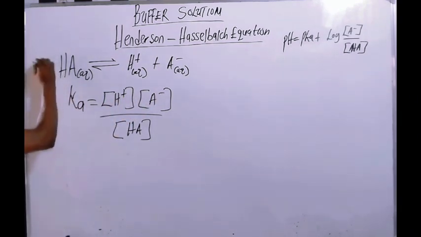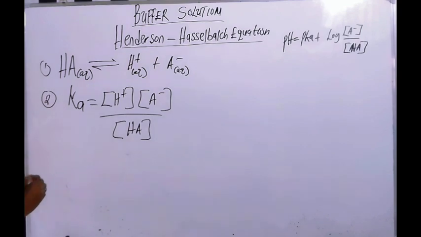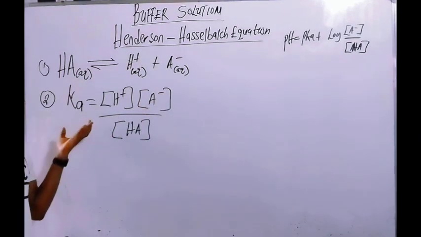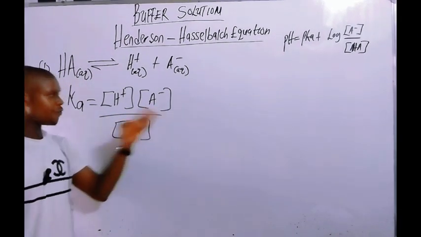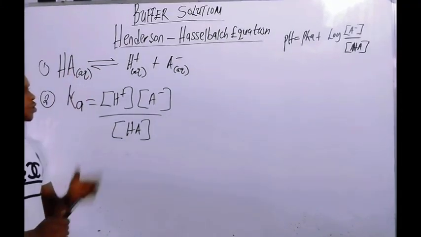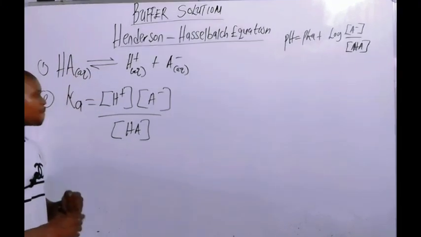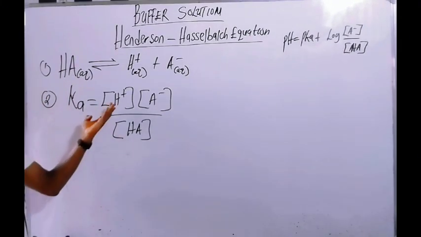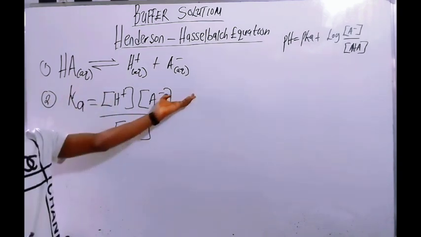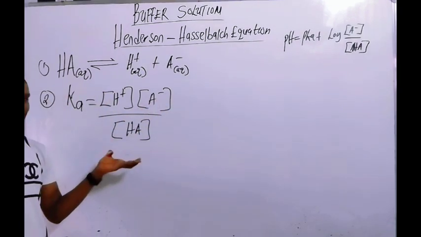Step two: write the equilibrium constant expression for this equation here. Ka equals the H plus concentration times the A minus concentration over the concentration of the acid, right?